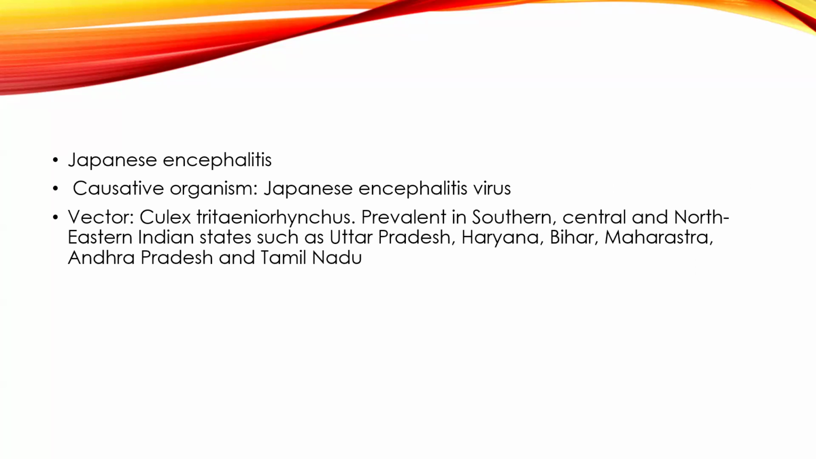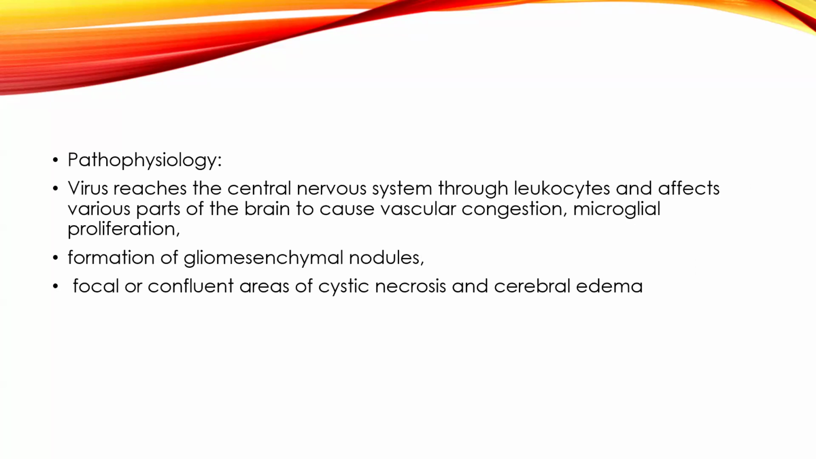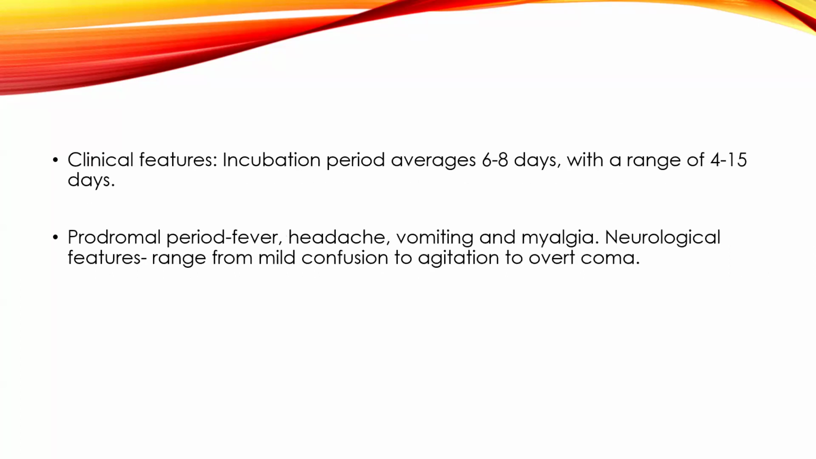The causative organism is the Japanese encephalitis virus. The vector is Culex tritaeniorhynchus, and it is prevalent in southern, central, and northeastern Indian states such as Uttar Pradesh, Haryana, Bihar, Maharashtra, Andhra Pradesh, and Tamil Nadu. The virus reaches the central nervous system through leukocytes and affects various parts of the brain, causing vascular congestion, microglial proliferation, formation of glial nodules, focal and confluent areas of necrosis, and cerebral edema.